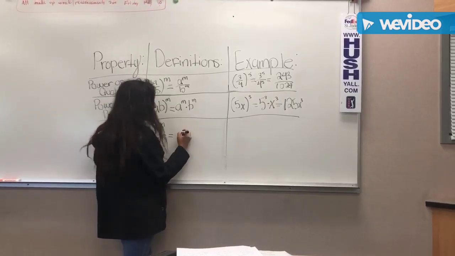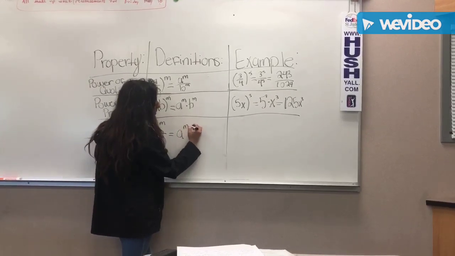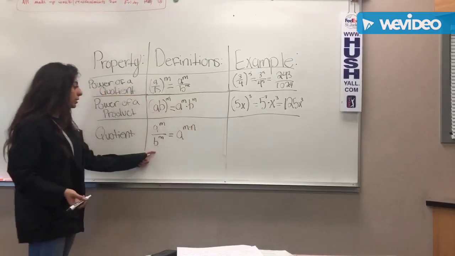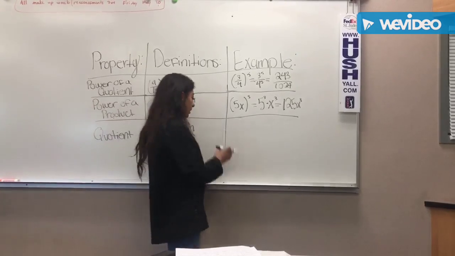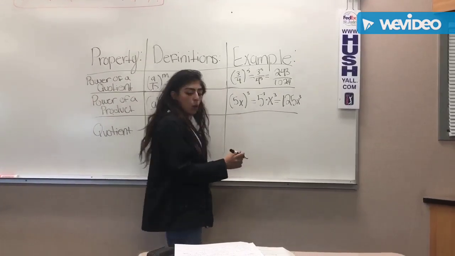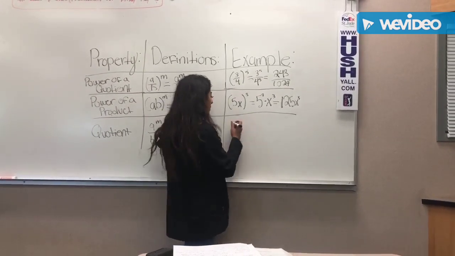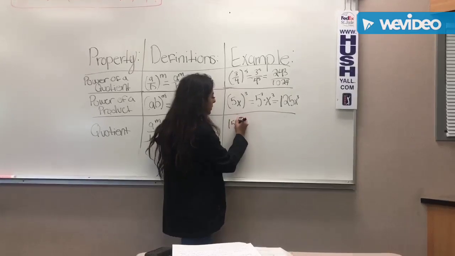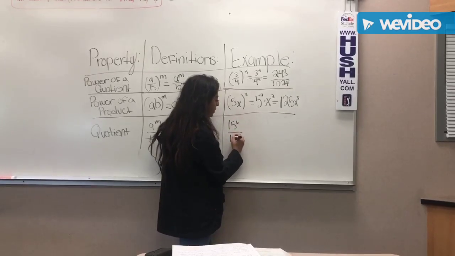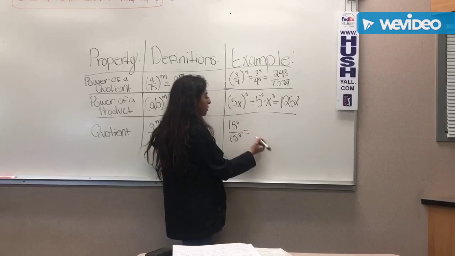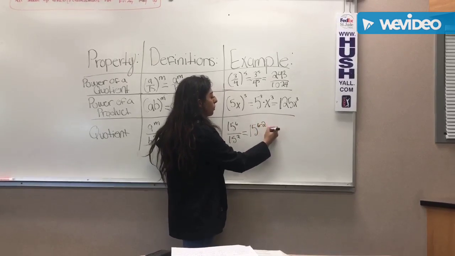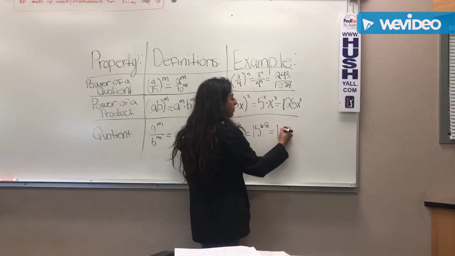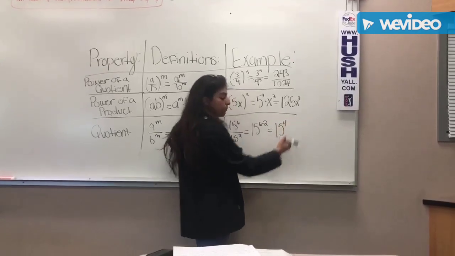Now for the quotient, we have a to the power of m over b to the power of m. Actually, this would equal a, and then these exponents would subtract. So this is going to be the opposite of the product. When we use this with numbers, we'll use 15 to the power of 6 over 15 to the power of 2. When we rewrite this, this is going to be 15 to the power of 6 minus 2. And then in total, this would be 15 to the power of 4.